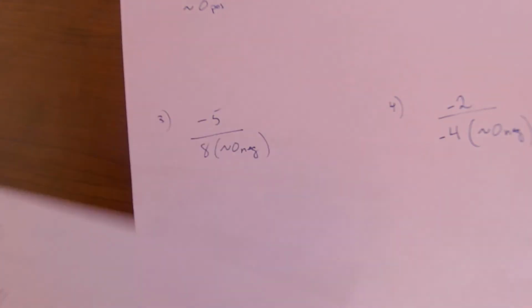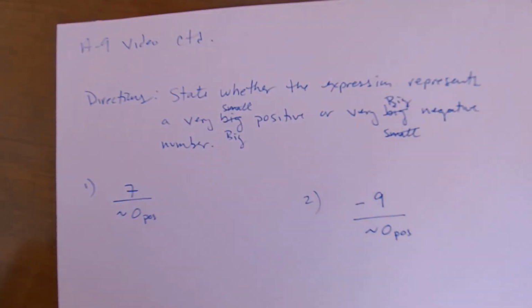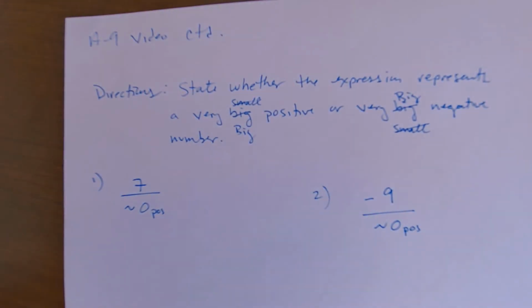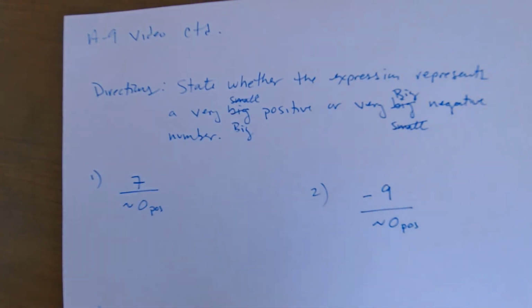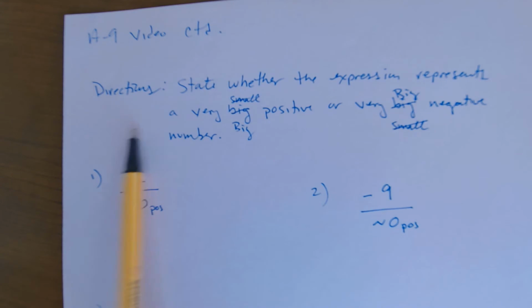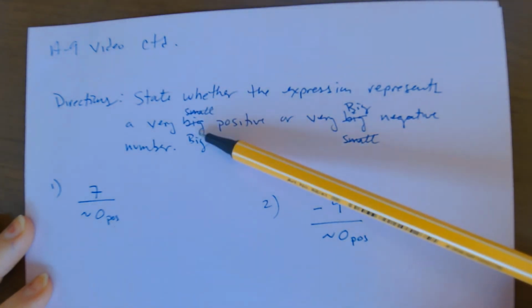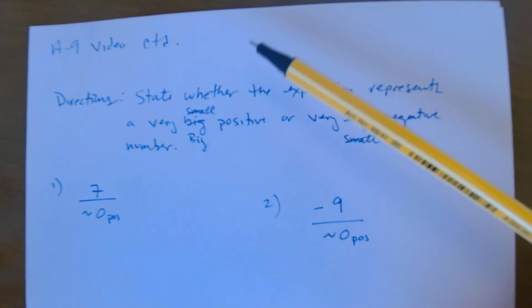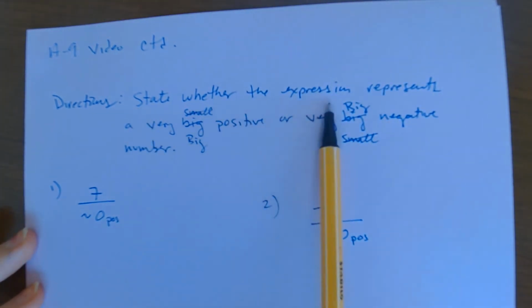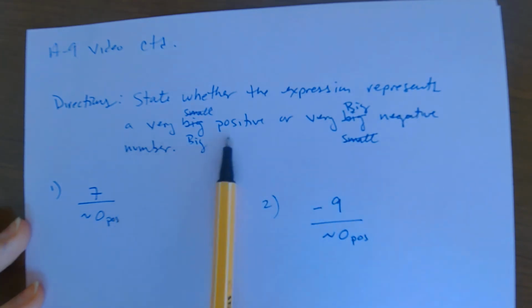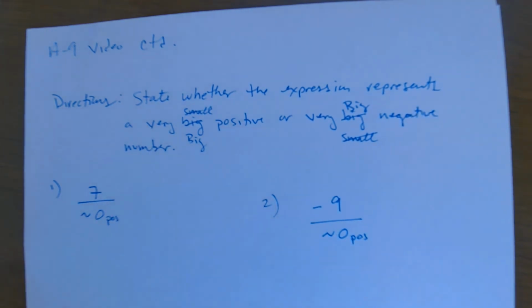Okay, now for this next part, and this is still building up to your practice, still just building to what you'll be asked to do. So the directions: state whether the expression represents a very, excuse me, at first I said big, then I thought small, then I realized it was big.